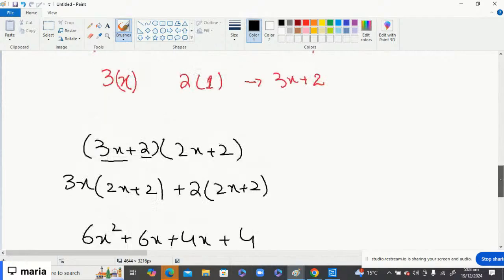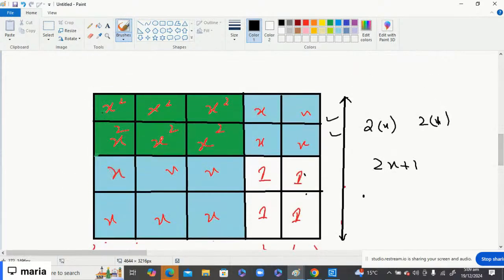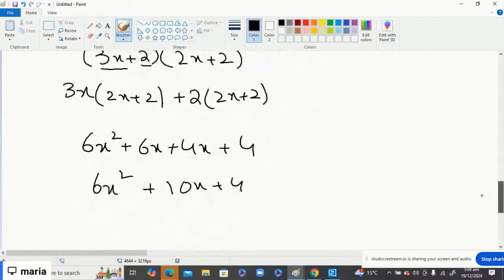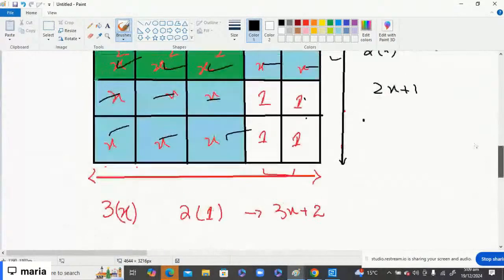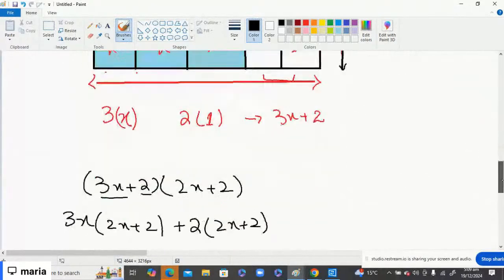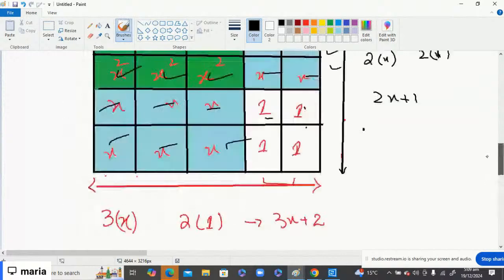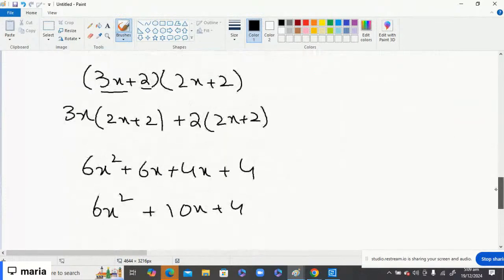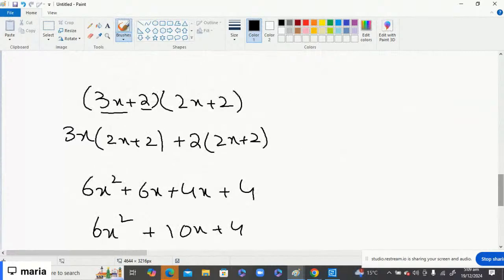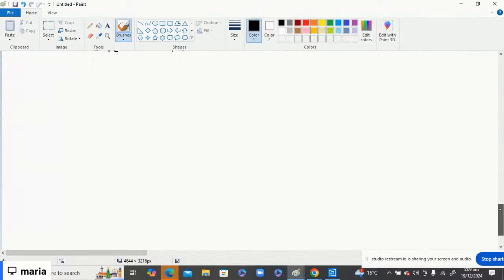Now check it. Is there 6x square? Yes, 1, 2, 3, 4, 5 and 6. Understand? How many x? 1, 2, 3, 4, 5, 6, 7, 8, 9, 10. And how many ones are there? 1, 2, 3 and 4. Understand? This is the way we get it. First we check the base, we check the height, and then we multiply both the expressions.